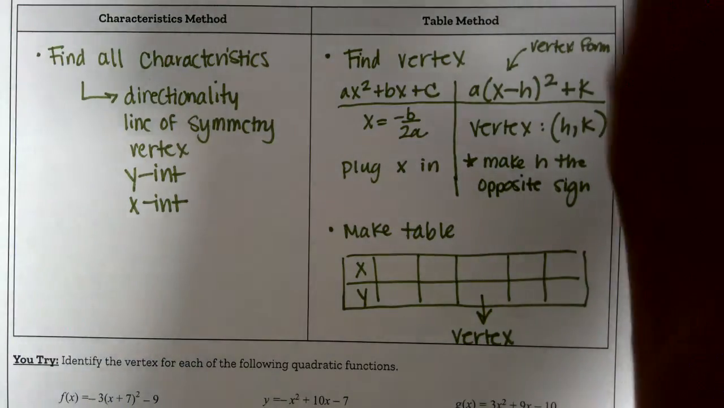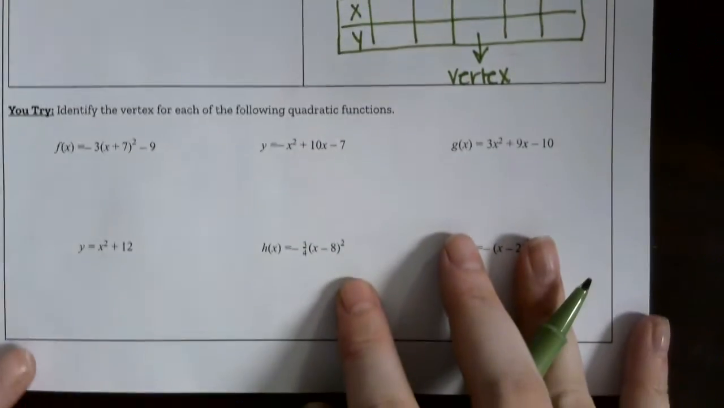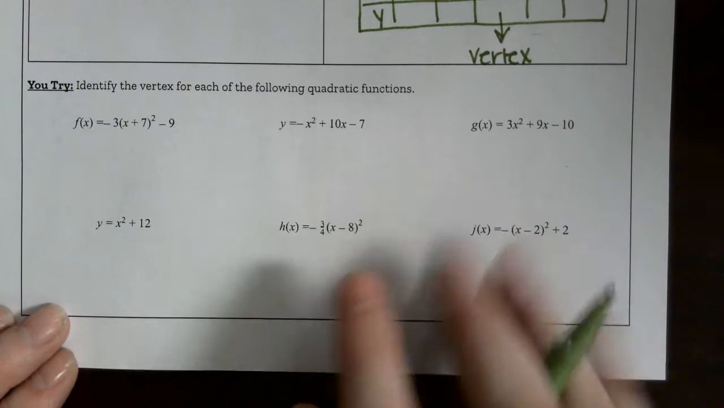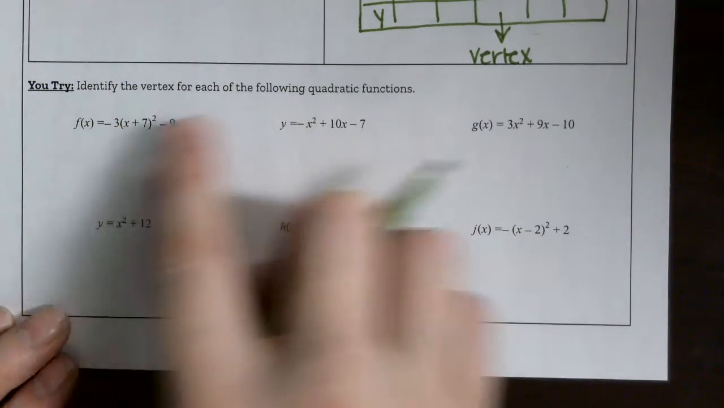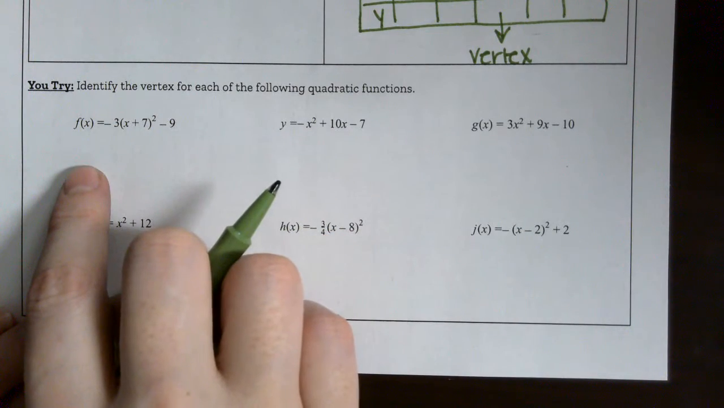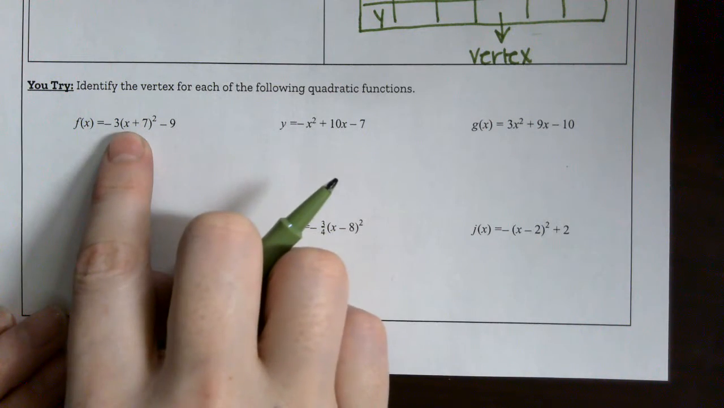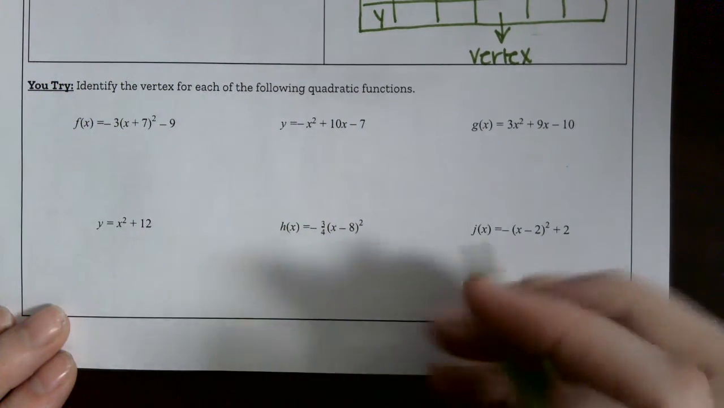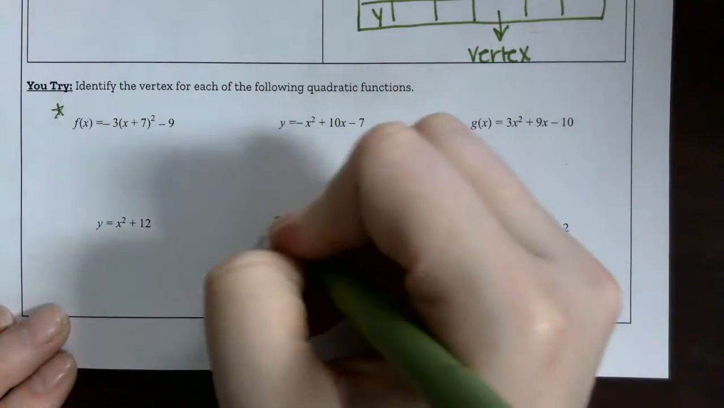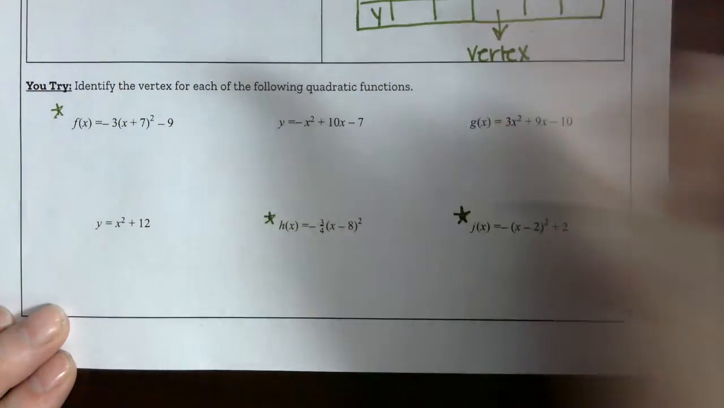So now let's look at how to identify the vertex. You need to be able to find the vertex in both standard and vertex form. So if you see parentheses like these 3, these are going to indicate vertex form.